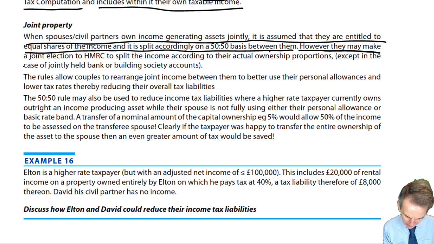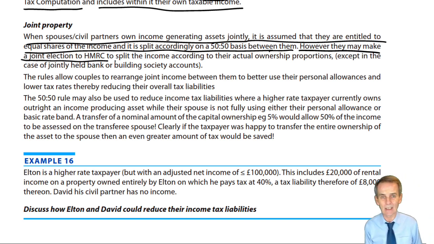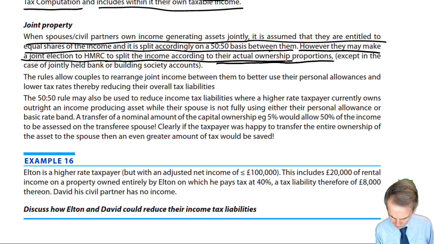However, they may make a joint election to HMRC. Taxpayers have the opportunity to make elections as regards the particular treatment of a particular item in a particular tax. Wherever an election is available, clearly it will only be used by the taxpayer if it gains them some taxation benefit. We're not going to elect to do something that is not beneficial or doesn't change anything. We're going to go to the trouble of doing this if it improves our tax position. So we have the ability to make a joint election, which both spouses or civil partners must agree to, to HMRC, to split the income according to their actual ownership proportions.